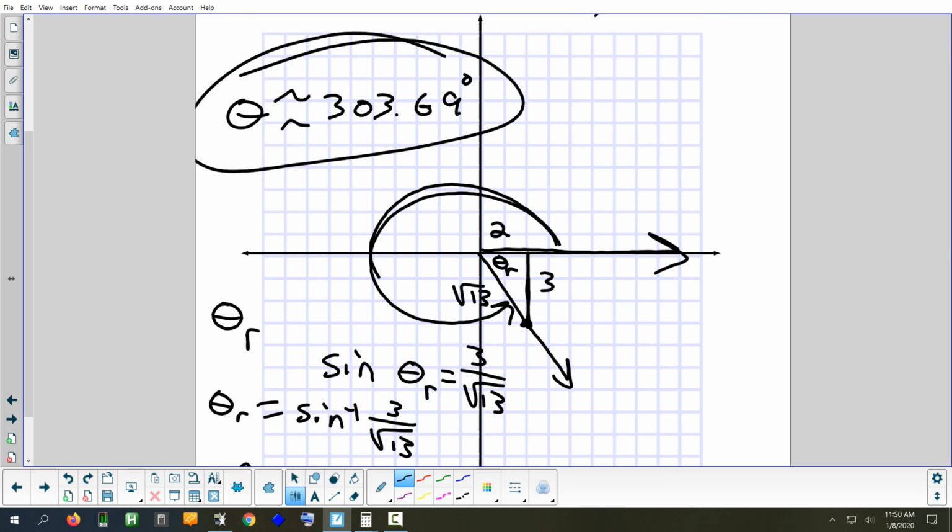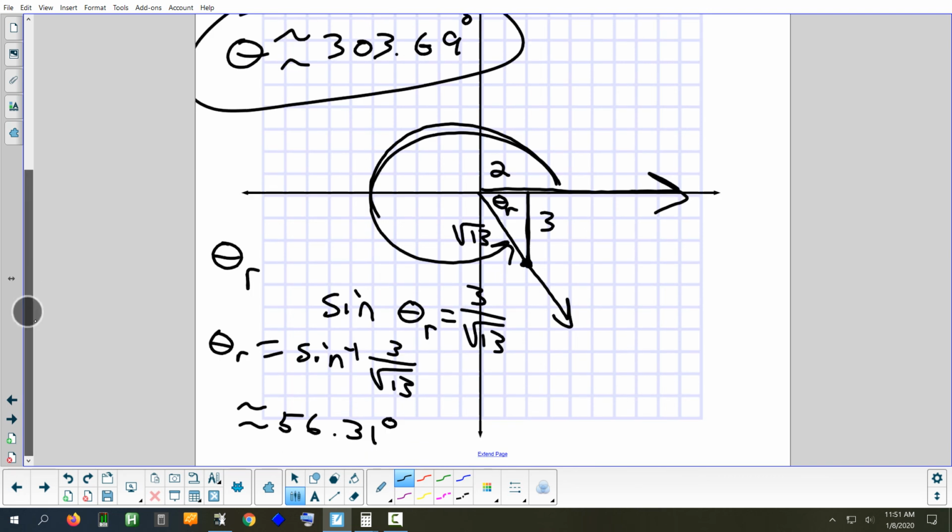And that's the angle they were looking for. Okay? So if you're in quadrant 1, the reference angle is the answer. You have nothing else to do. If you're in quadrants 2, 3, or 4, follow the formulas that I just gave you. Okay. Any questions on that?